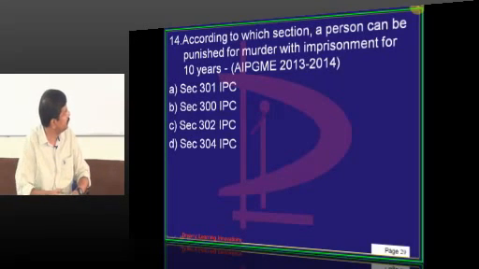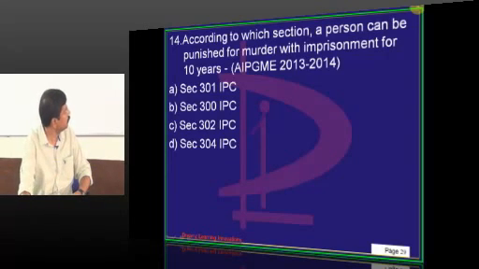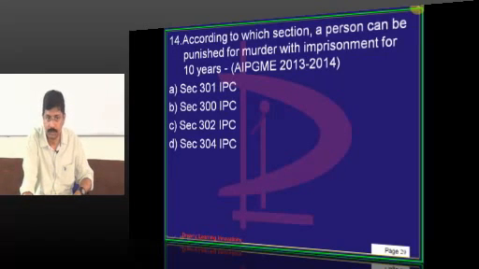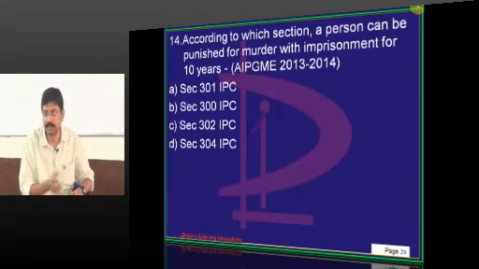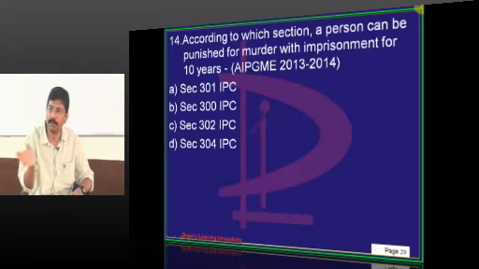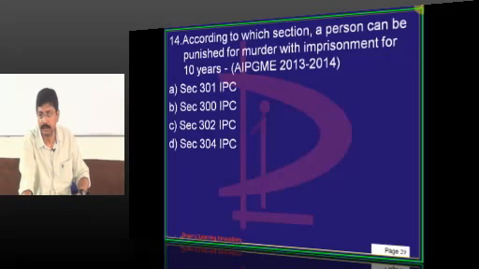According to which section can a person be punished for murder with imprisonment for 10 years? Is it 301, 300, 302, 304? 301 is a different type of murder, committed by a person who has been given life imprisonment and he commits a murder. So his life imprisonment will be converted into death penalty. 301. 300 is the definition of murder.